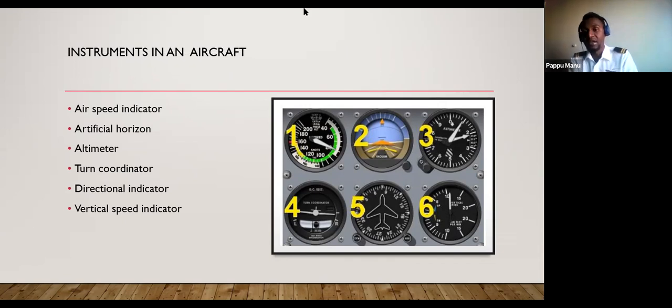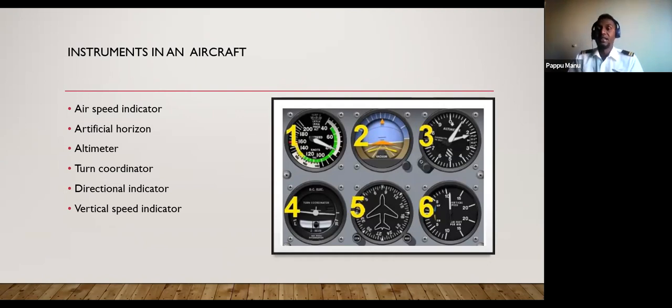As you can see, there are headings from 0 to 359: 0 degrees, 1 degree, 2, 3, 4, all the way to 359. We don't call it 360 because 360 is the same as 0. According to where you want to go, you will fly that heading. That is your directional indicator. It shows you the direction in which you are traveling.